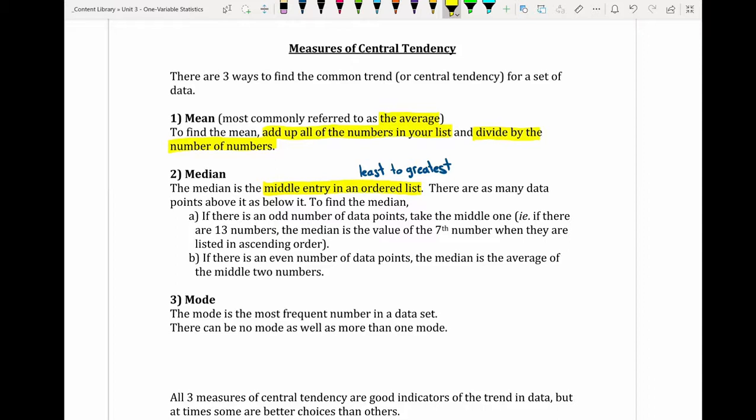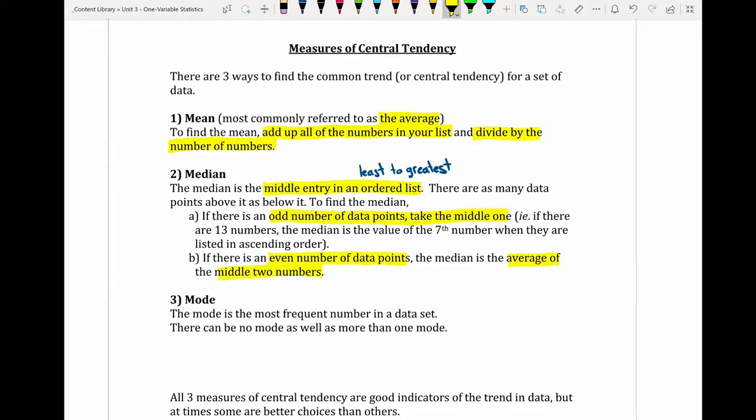The other option is if there is an even number of data points, you'll find that when you try to count to the middle, you'll come up with two different numbers. Right? If you count from one end, you'll get to one number, and if you count from the other end, you'll come to a different number. So if that happens, the median is the average of the middle two numbers. So odd number of data points, take the middle one. Even number of data points, average of the two middle numbers.